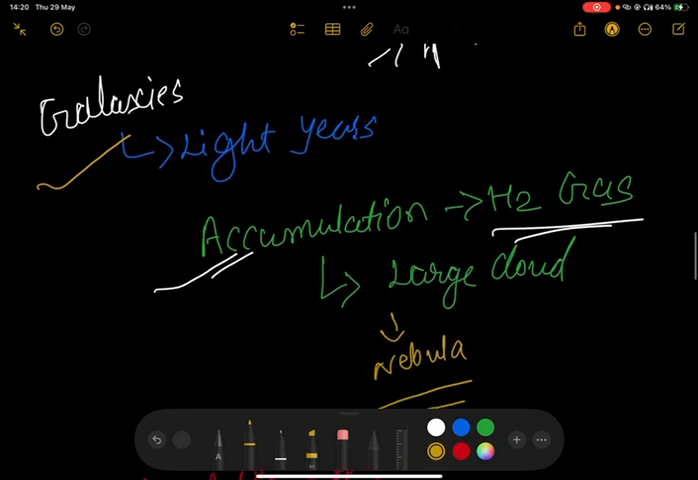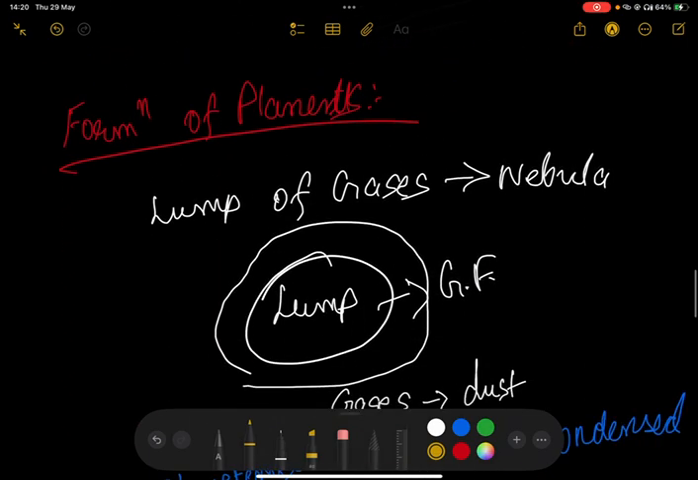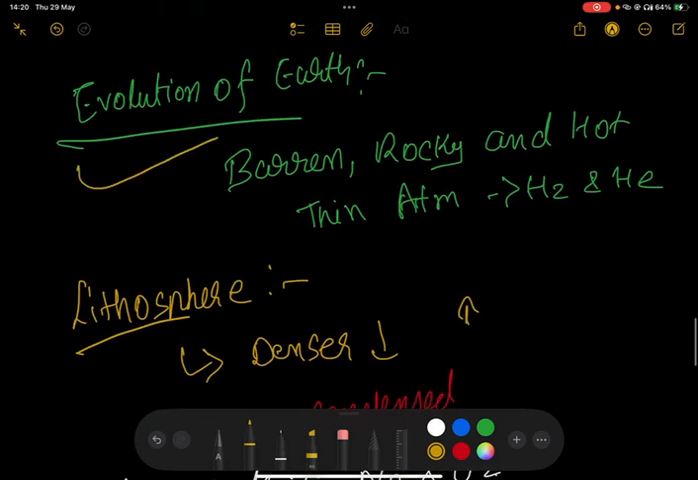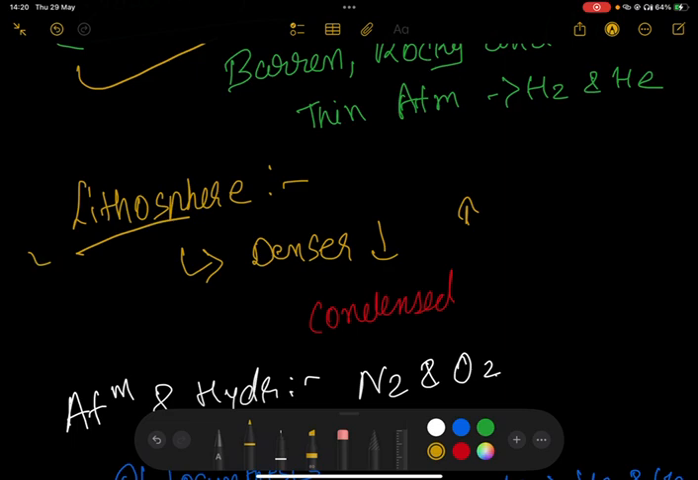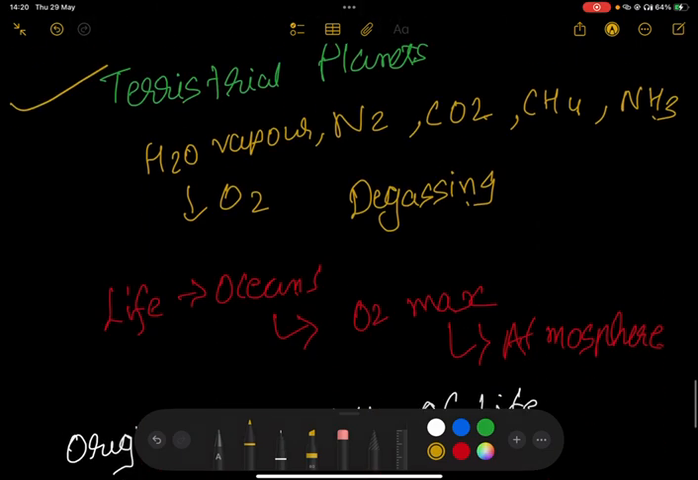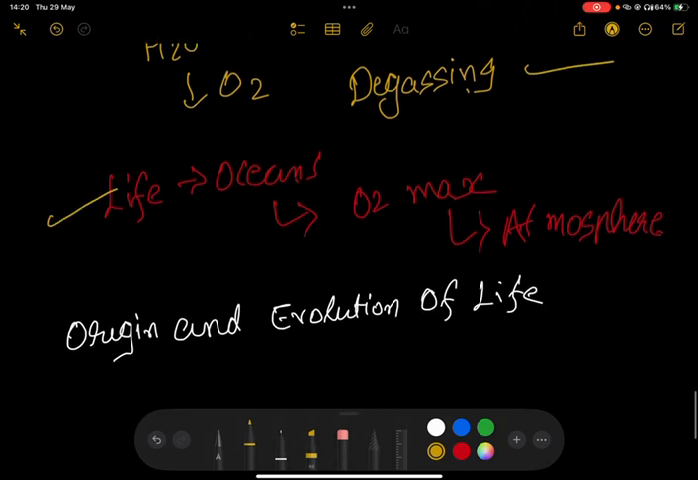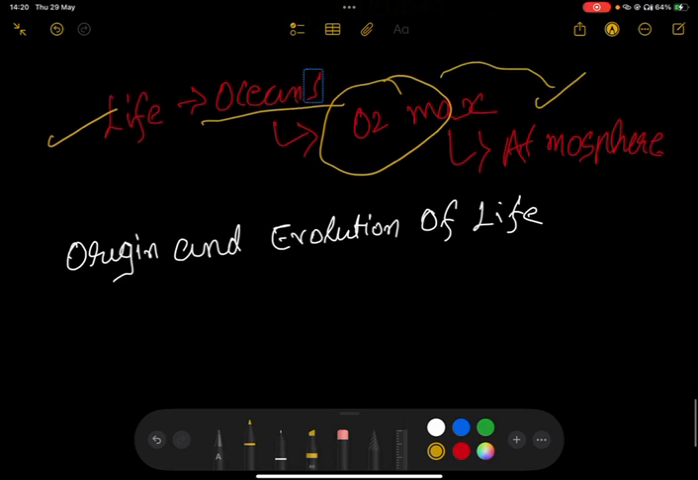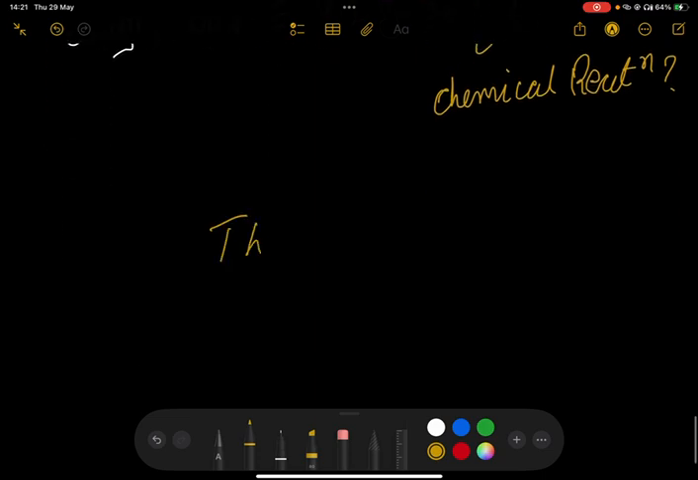Right? Then we learnt about star formation, galaxy formation, accumulation, formation of planets, evolution of Earth, then different stages on Earth, that is evolution of lithosphere, atmosphere, hydrosphere, and terrestrial planets, right? That you have to give in the comment section. Then there was a process called degassing, and how life began. Early life began in the ocean, right? Early oxygen was consumed by the ocean, which was later released into the atmosphere, and later we understood the origin and evolution of life, and that life is merely a chemical reaction. Isn't it interesting? So, thank you everyone.